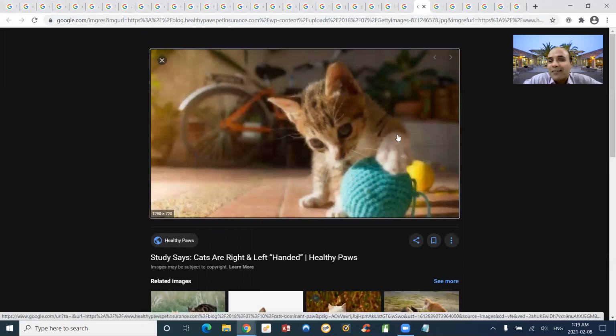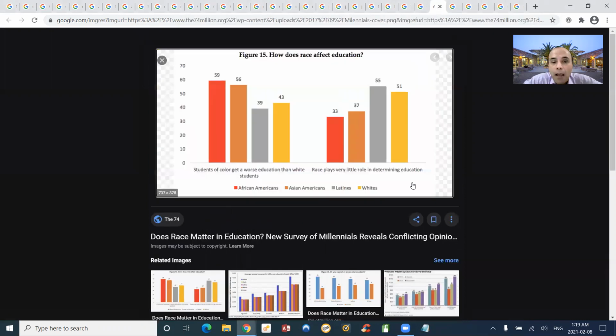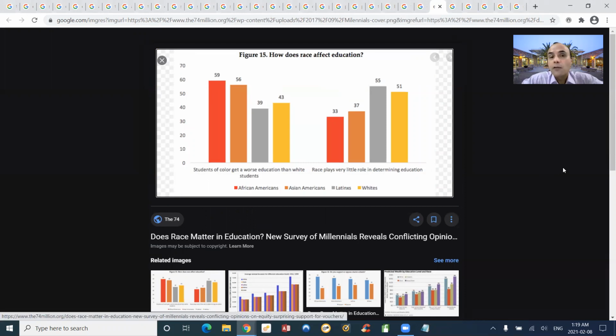I forgot to bring this cat to your attention the last time in one of my recordings, but that's okay. That was about left and right paws of cats, okay? Does the race matter in education? You could potentially replace that in a positive sentence and say, race matters in education. How do you do that?